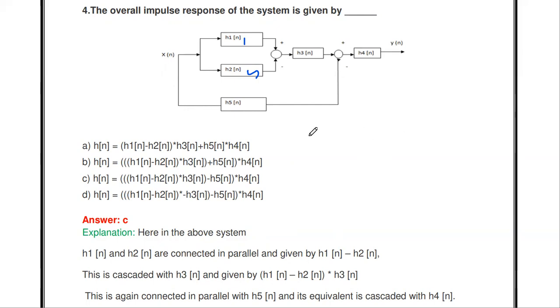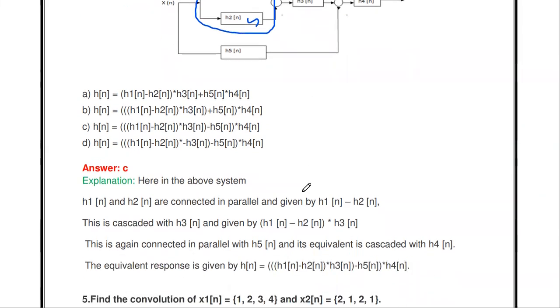So similar to that one, we have to follow step by step. The first step is that these two systems, h1 of n and h2 of n, are connected in parallel. You already know that when two systems are connected in parallel, the overall impulse response is the addition of the two.